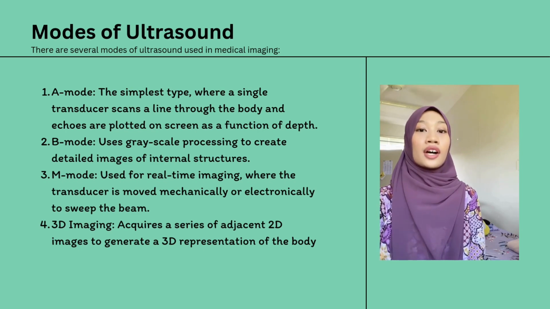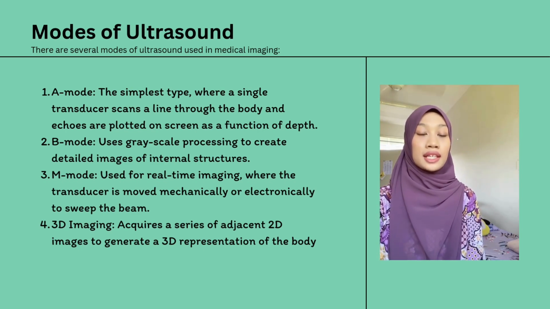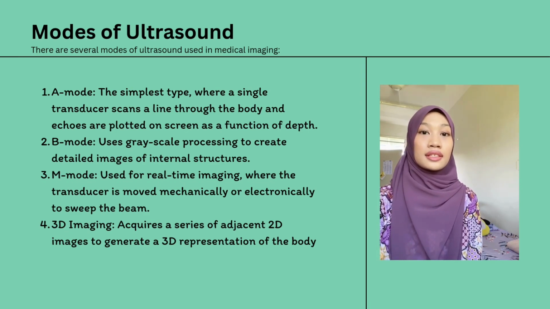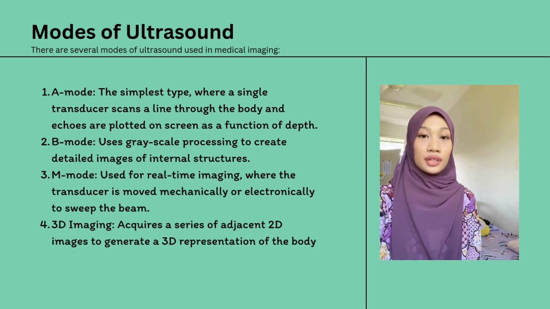Secondly, modes of ultrasound. There are several modes of ultrasound used in medical imaging. A mode, the simplest type, where a single transducer scans a line through the body and echoes are plotted on screen as a function of depth. B mode uses grayscale processing to create detailed images of internal structures.